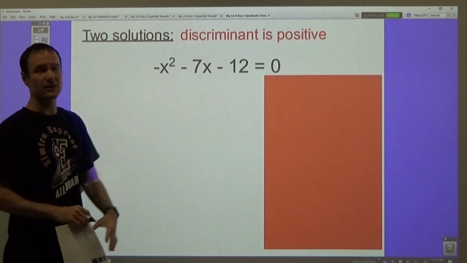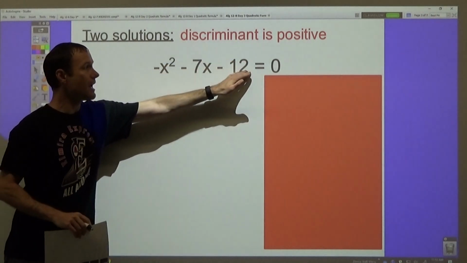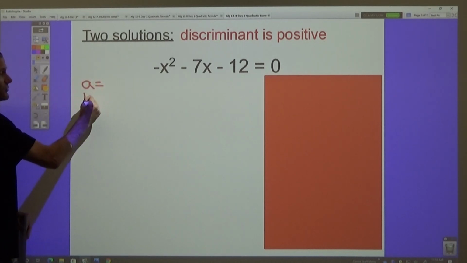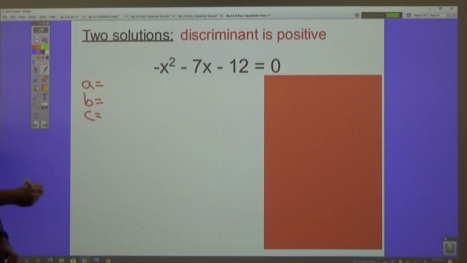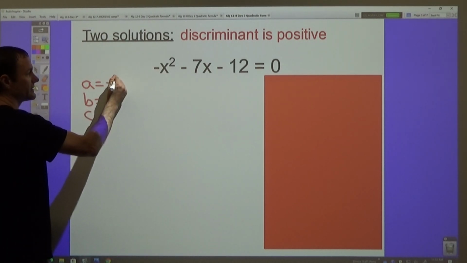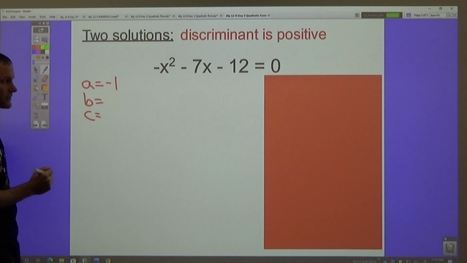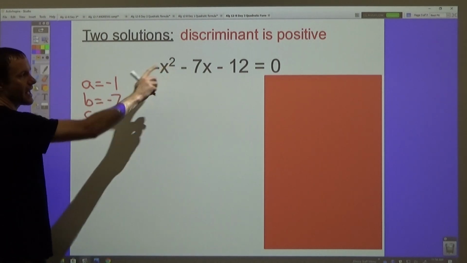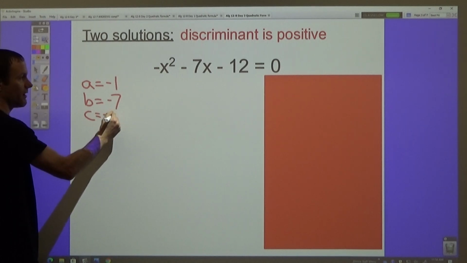Your discriminant is going to end up being positive. Looking at this is what your questions are going to look like. The first thing that I would do, just like you did before, is find your A, your B, and your C. Your A is negative 1, that's the number in front of the x squared. Your B is the number in front of your x, that's negative 7. And your C is negative 12.